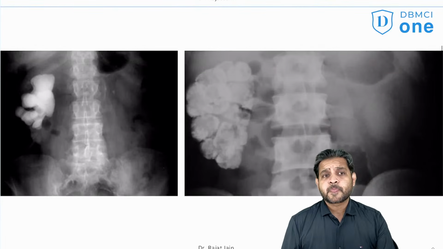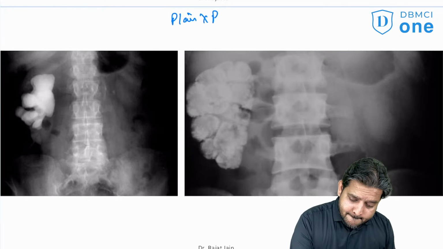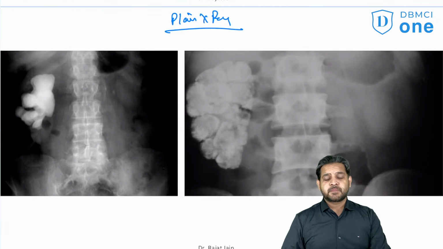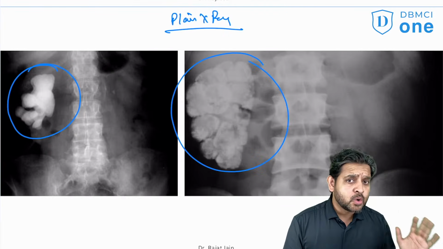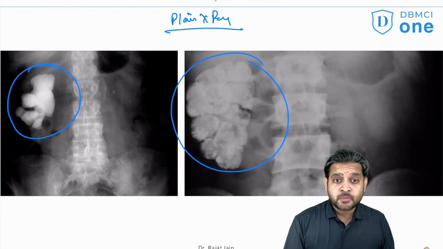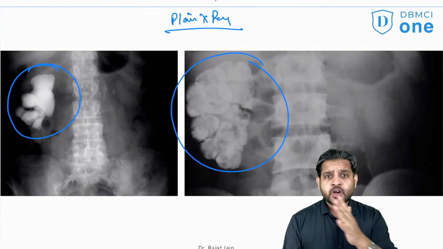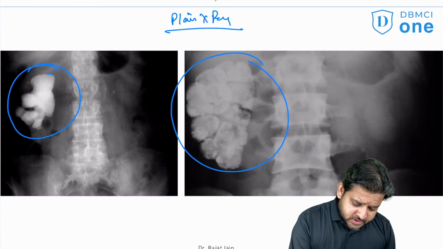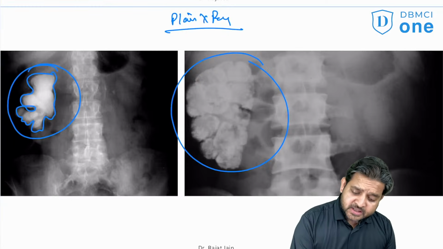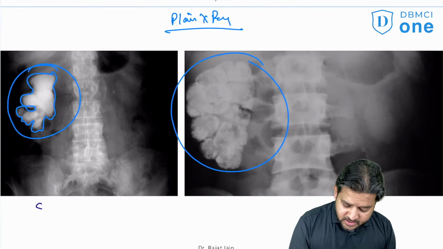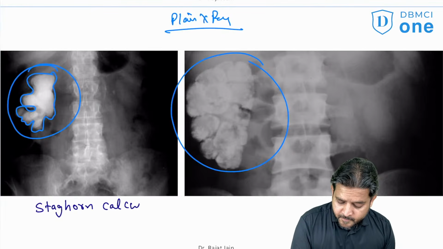Now let us see this. The question says, what is the diagnosis of these plain X-rays? And the moment somebody tells me these are plain X-rays, automatically this much white will become what? Either bone or stone. Now this is not a bone, then it has to be stone. If it is stone, it is either calculus or calcification, right? Now it is taking the shape of the renal pelvis and calyces, and if it's taking the shape of the renal pelvis and calyces, this will be a staghorn calculus.